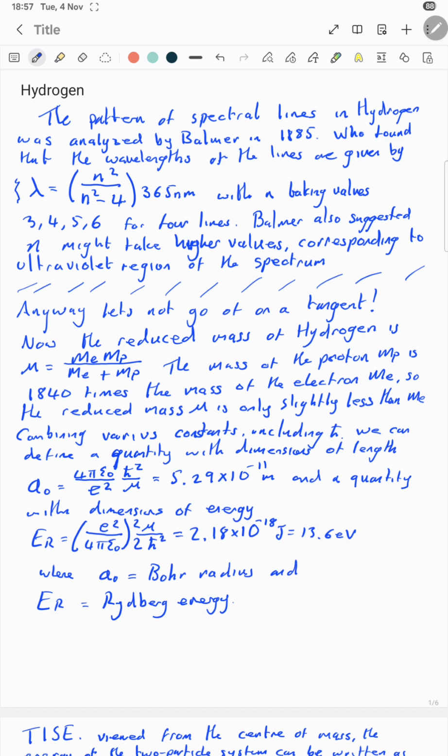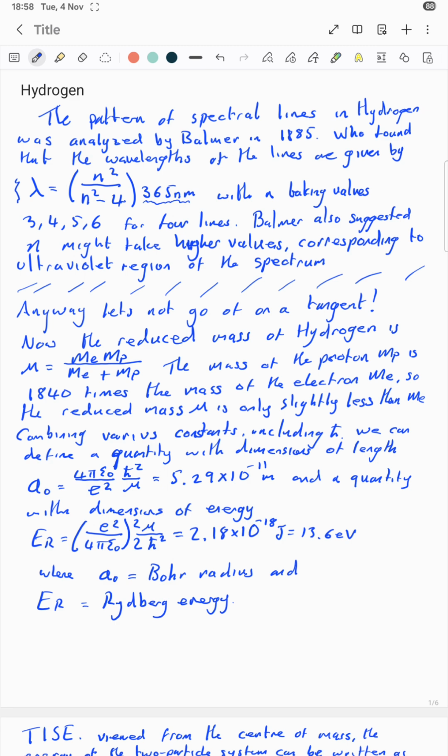Lambda equals n squared over n squared minus 4 multiplied by 365 nanometers, I think that's pronounced, with the values 3, 4, 5 and 6, the n values. The 4 lines in the Balmer series also suggested n might take higher values, corresponding to the ultraviolet region of the spectrum. This was before quantum mechanics really took off, I believe. But anyway, let's not go off on a tangent.